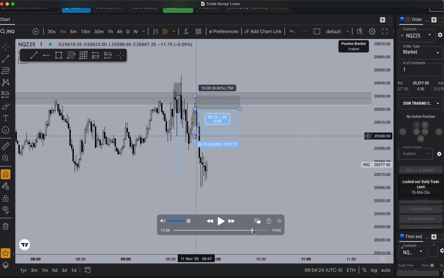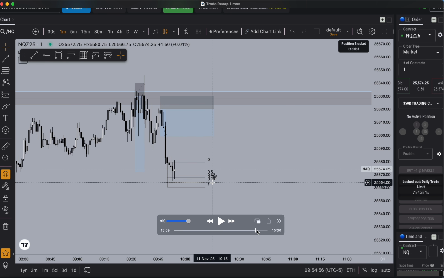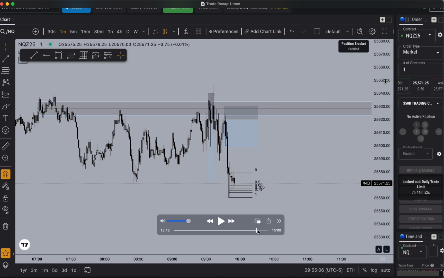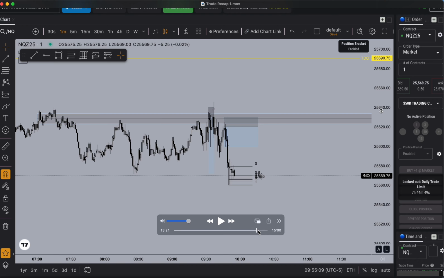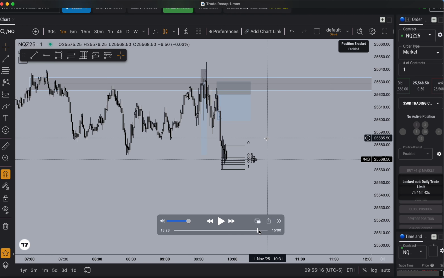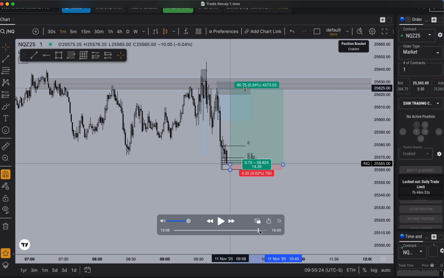So I put up a fib. I use my fib retracement tool, and I put it on that big wick, the first big wick, as a rejection block or whatever. I don't know if it's a rejection block, but that's what I did. If I could enter another trade, I would have, but I hit my daily lockout limit, so I couldn't.